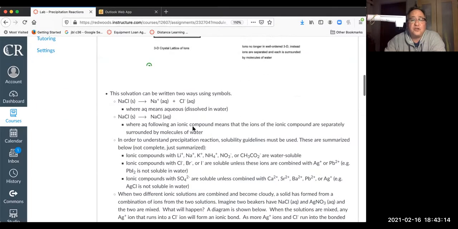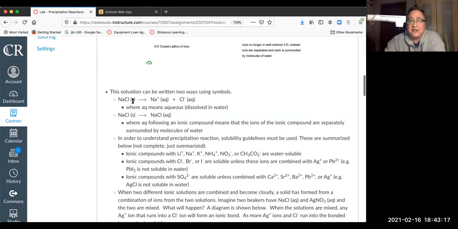This can be written 2 ways. Does everyone see I have NaCl solid turns into Na aqueous plus Cl aqueous. Aqueous means dissolved in water. Below, you can see I have NaCl(s) turns into NaCl(aq). Those 2 equations mean the same thing.